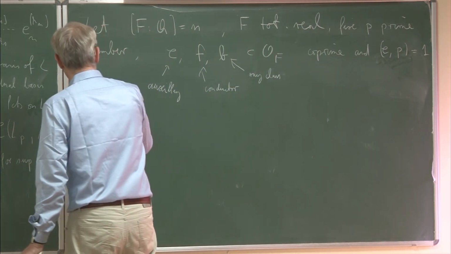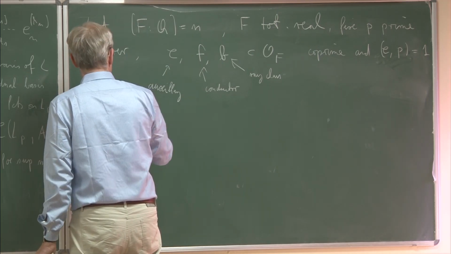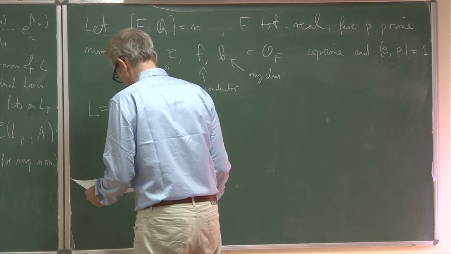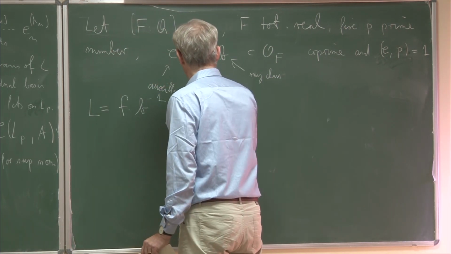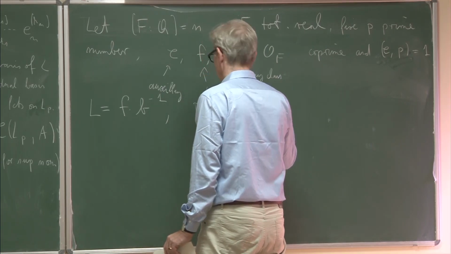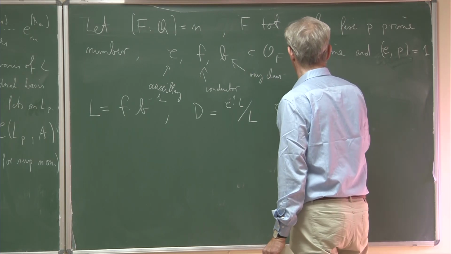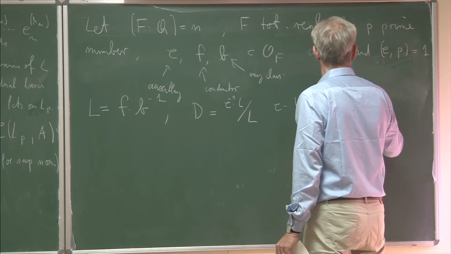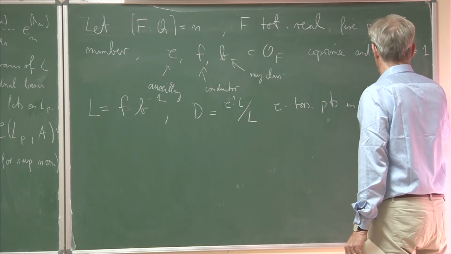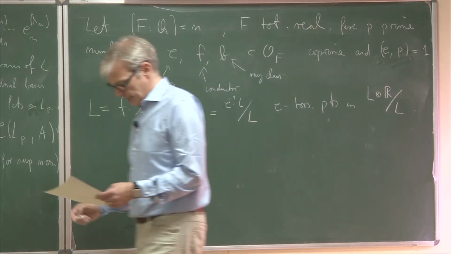And then our lattice L, as in the second lecture, we take this ideal F times B inverse. That's our lattice. And we take the torsion points. This is C inverse times L divided by L. So these are the C torsion points in the associated torus.